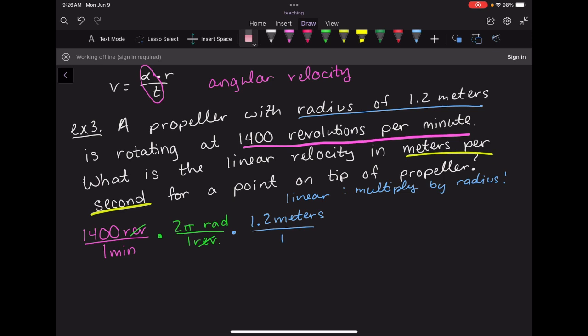But I need it per second. Right now I have per minute and I want seconds. So I can multiply by a conversion there. So 1 minute is 60 seconds. So I'll multiply by 1 minute over 60 seconds. And I just want to remind you, the fact that I put minutes at the top is how it cancels. And then since it's per second, I want seconds at the bottom.